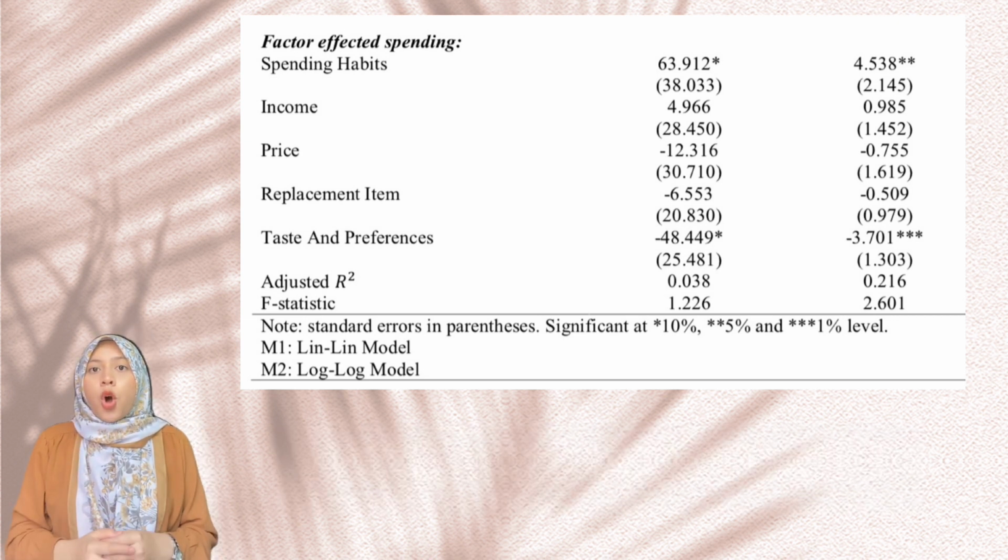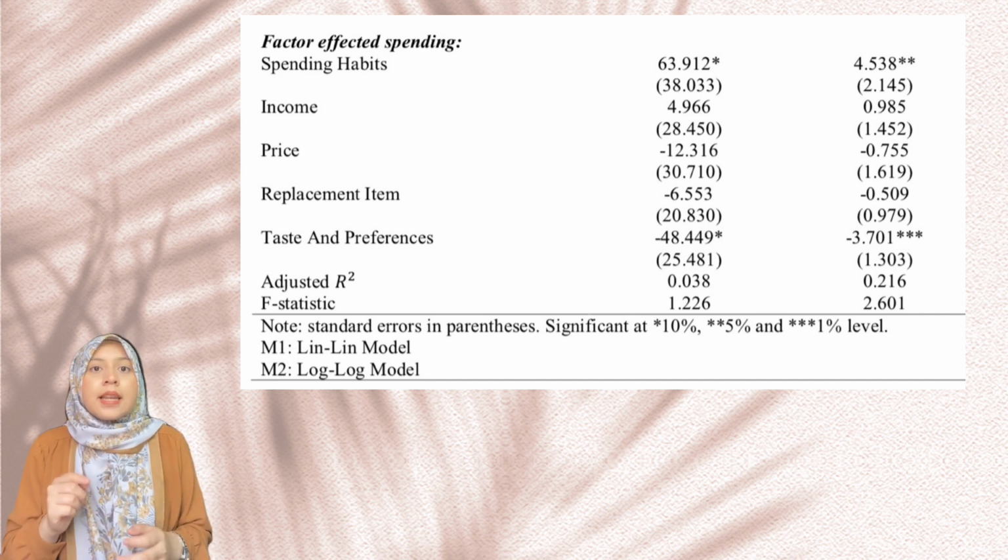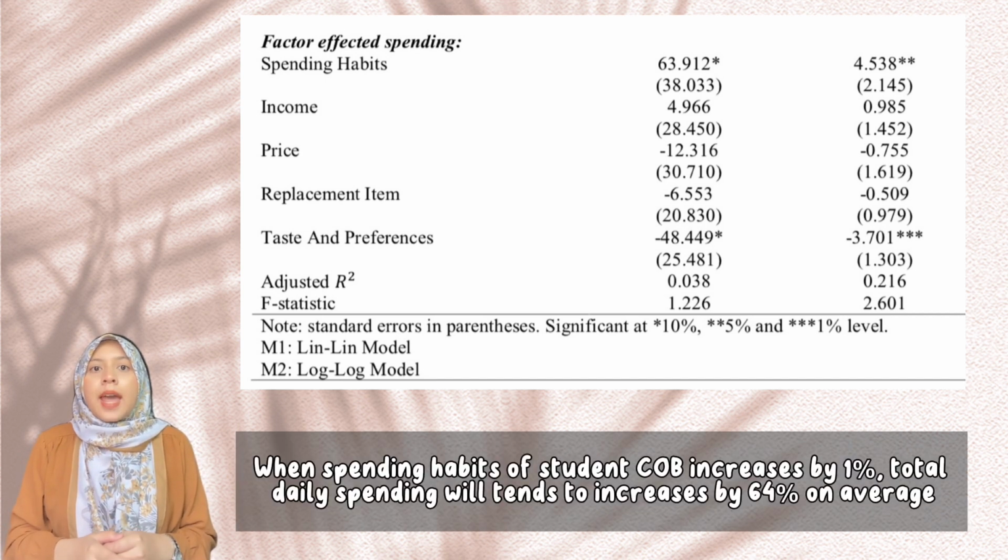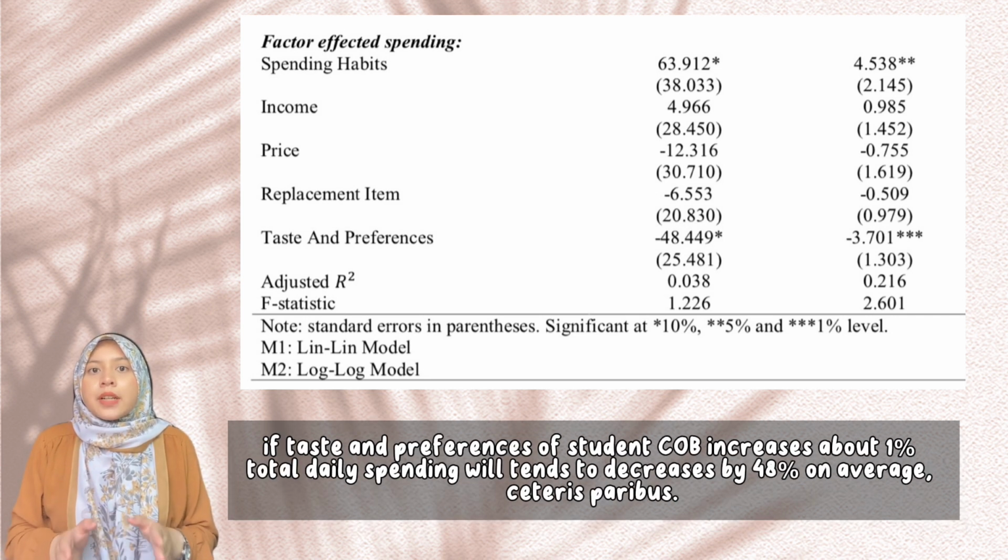The estimated coefficient suggests for spending habit that when the spending habit of COB students increases about 1%, total daily spending will tend to increase by 64% on average. And if taste and preference of COB students increase about 1%, total daily spending will tend to decrease by 58% on average, ceteris paribus.